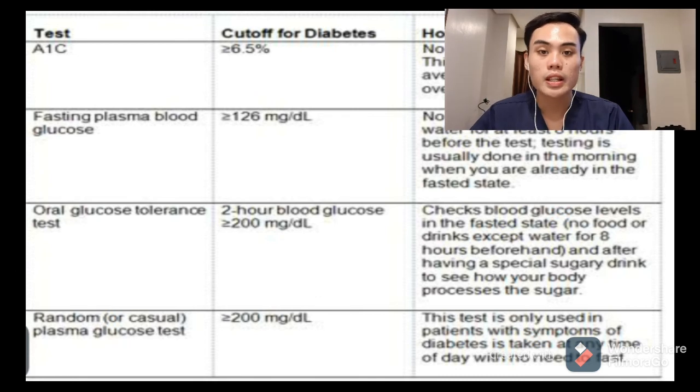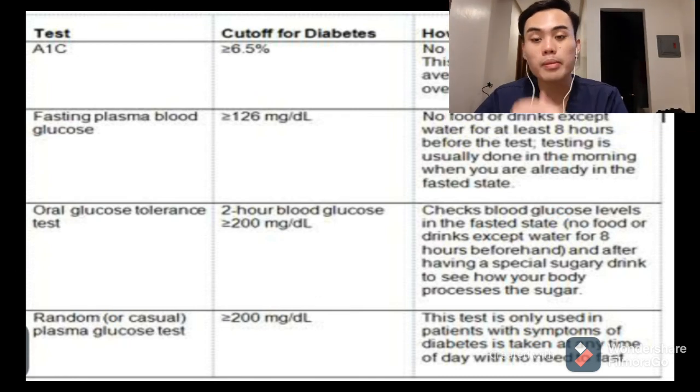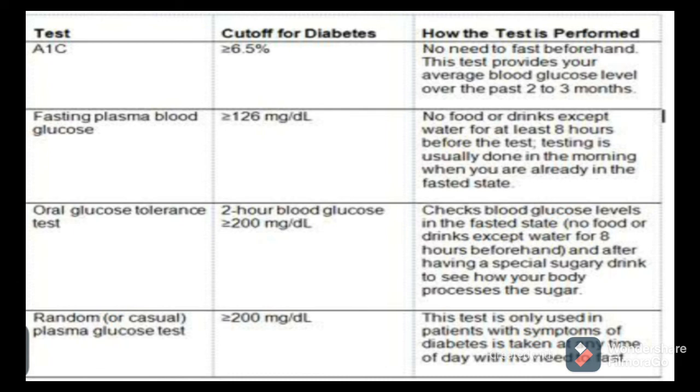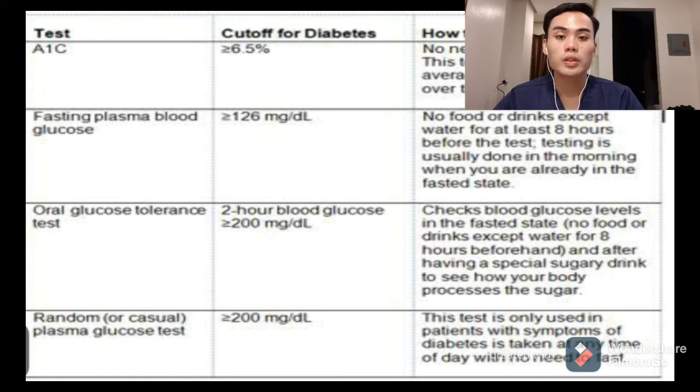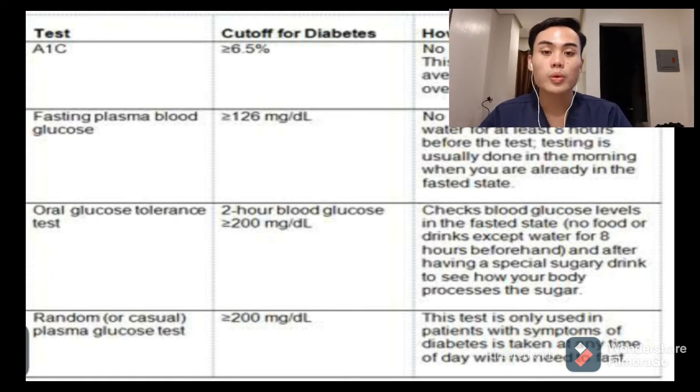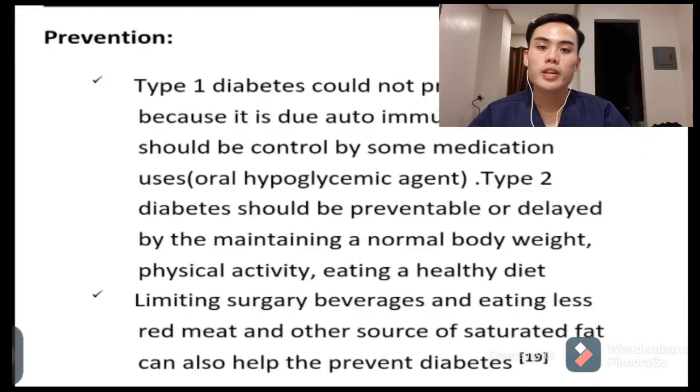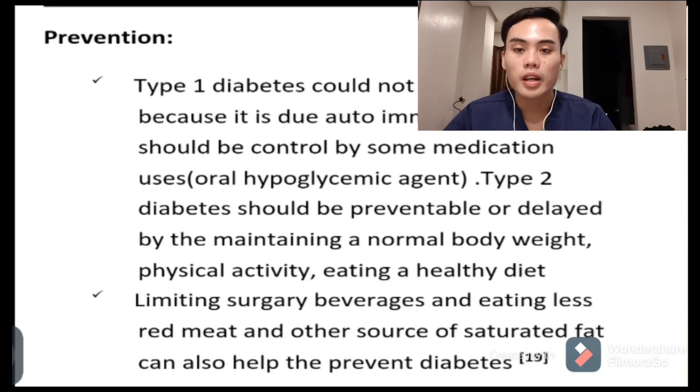Next one is OGTT. This is the one used for gestational diabetes. So your blood glucose level is monitored within 2 hours after taking the glucose load. The next one is the random plasma glucose test. This also does not require fasting because it is done at random. So for prevention, type 1 DM simply cannot be prevented because it is an autoimmune disease. On the other hand, type 2 is preventable because it is affected by lifestyle. So it can be prevented by maintaining a normal body weight, physical activity, and eating a healthy diet.